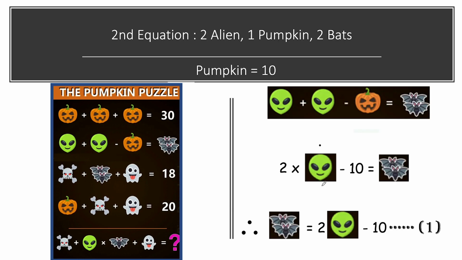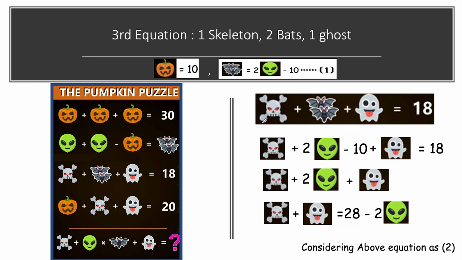Now jumping on to the second equation, we have 2 aliens, 1 pumpkin and 2 bats. When you solve this for 2 bats, it will be 2 alien minus 10. Now jumping on to the third equation, we have 1 skeleton, 2 bats, 1 ghost and their total value is equal to 18. When you solve this in terms of skeleton plus ghost, it will be 28 minus 2 alien.